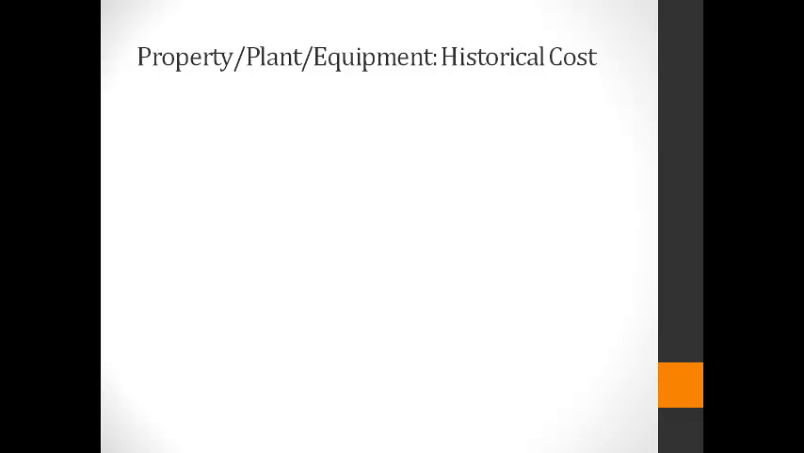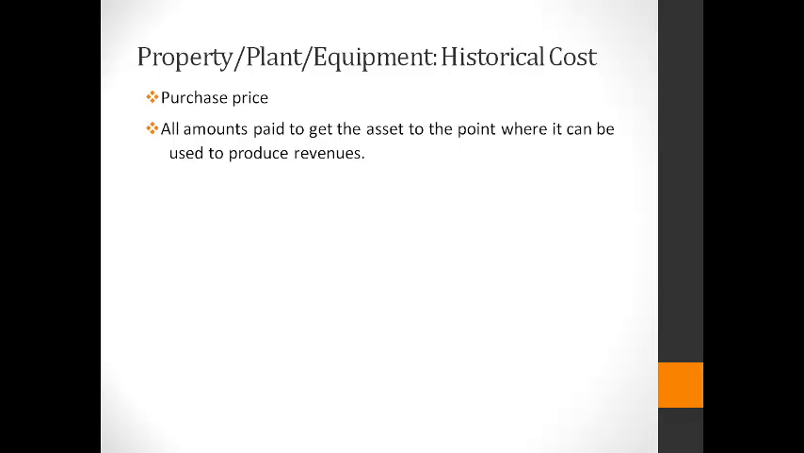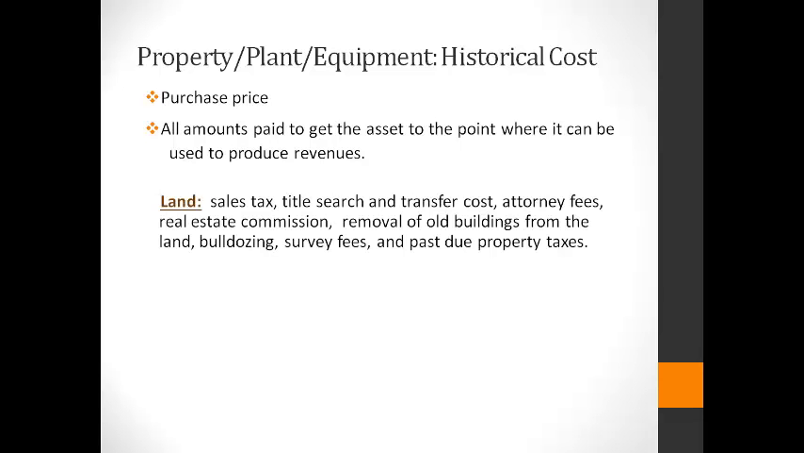Property, plant, and equipment is reported at historical cost. The historical cost reported on the balance sheet includes the purchase price and all amounts paid to get the asset to the point where it can be used to produce revenues. The cost of getting land ready to use often includes sales tax, title searches, transfer costs, attorney fees, real estate commission, bulldozing to remove old buildings from the land, survey fees, and past due property taxes.